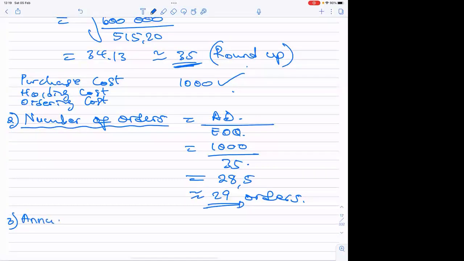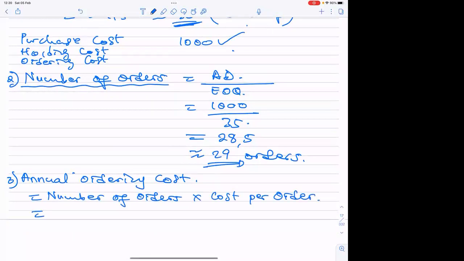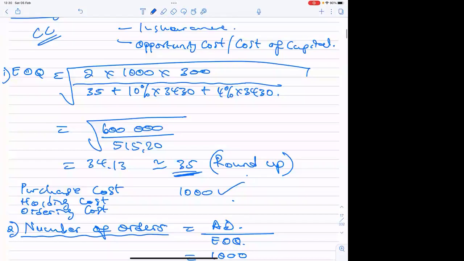Right. So the third one will be the annual ordering cost. The annual ordering cost will be equal to the number of orders multiplied by the cost per order. So how many orders do we have? We have 29. We multiply that by the cost per order. The cost per order is 300.